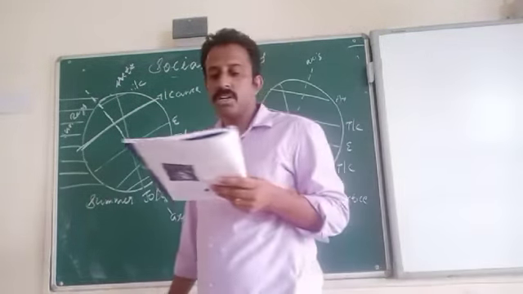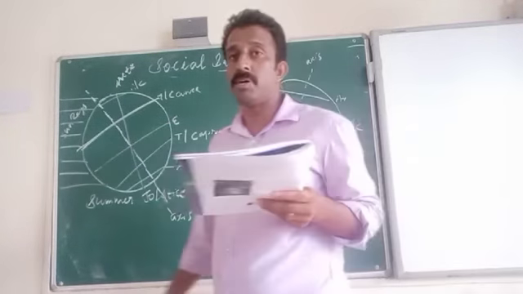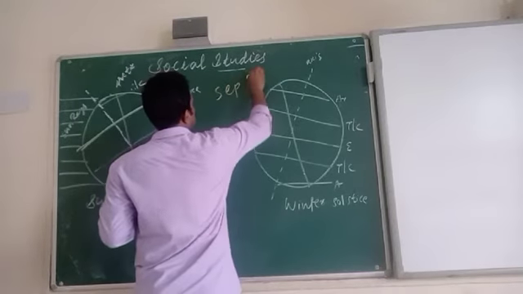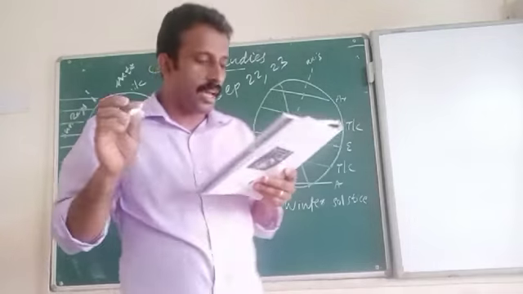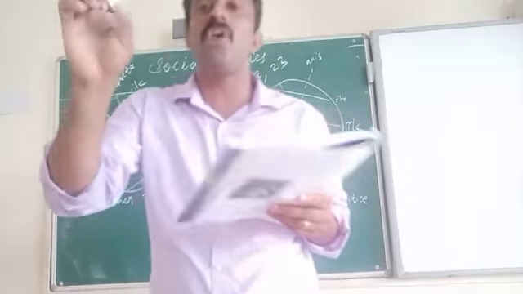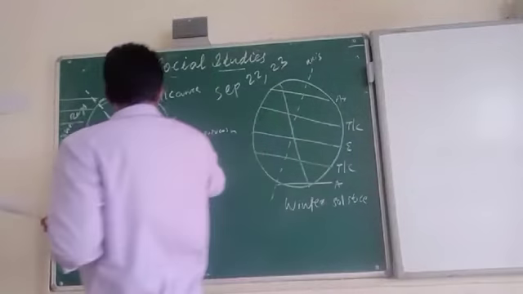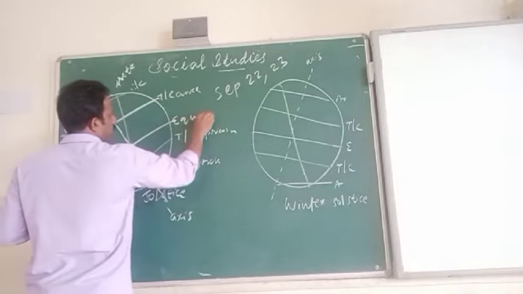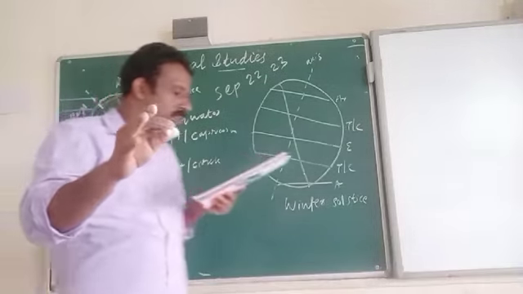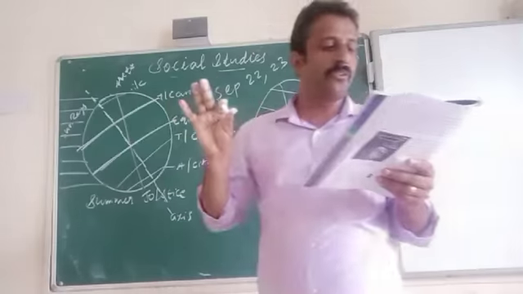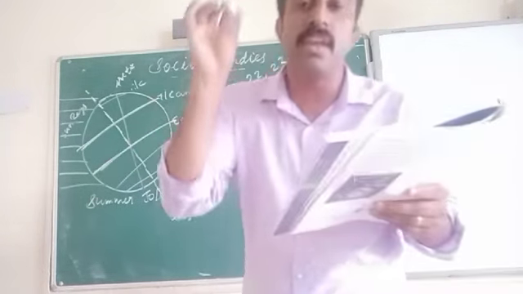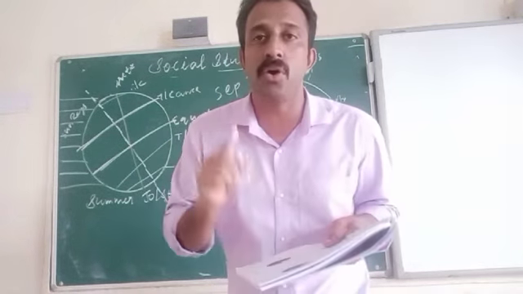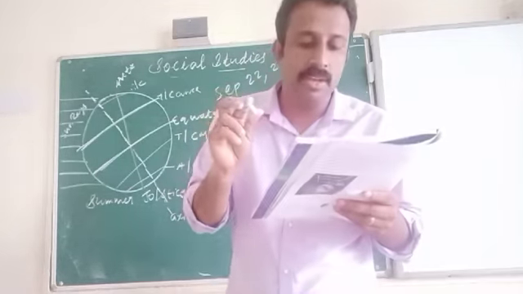Then on September 22 or 23, the rays of the sun fall vertically over the equator. This is the equator line. What happened over the equator? The sun's rays fall vertically over the equator, and therefore on this day, day and night are equal.